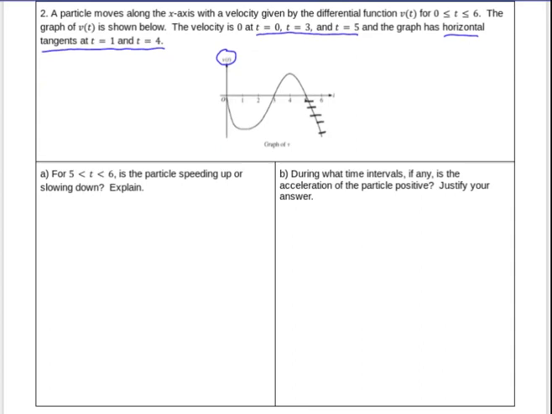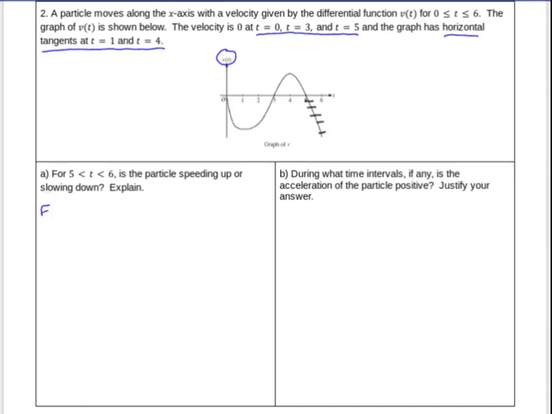Now for part A, it says, for the interval from 0 to 5, is the particle speeding up or slowing down? We know that in order to determine that, we have to look at both the velocity of the function and the acceleration of the function on that interval. So we're going to make some notes here before we make our final answer.